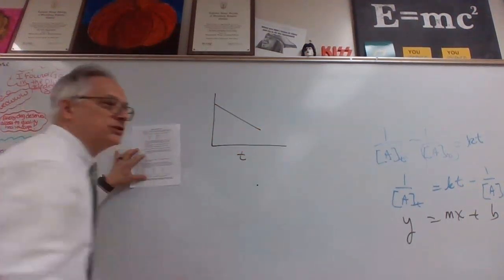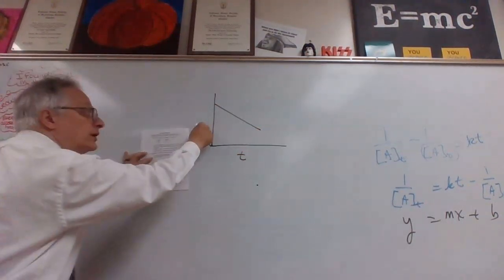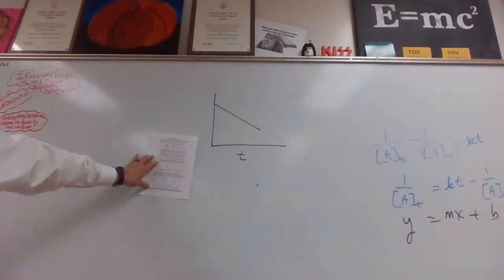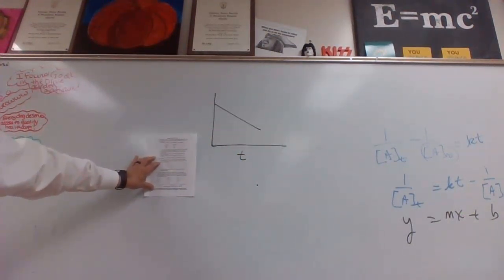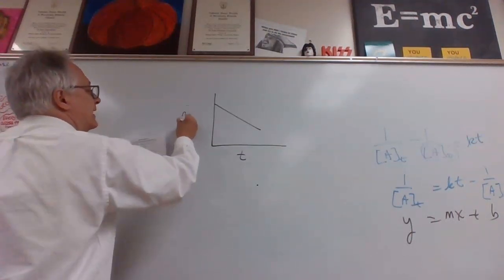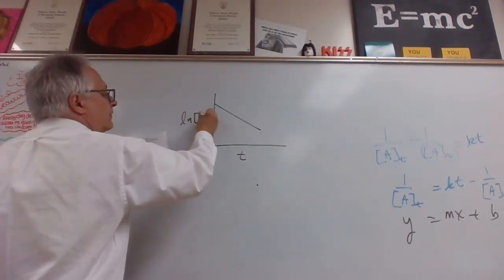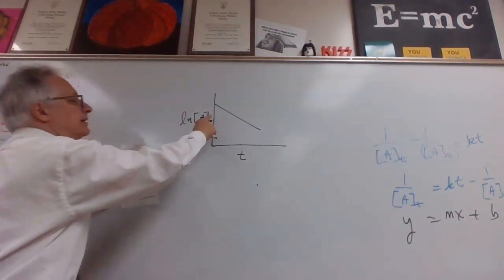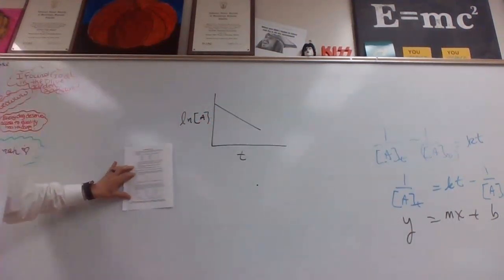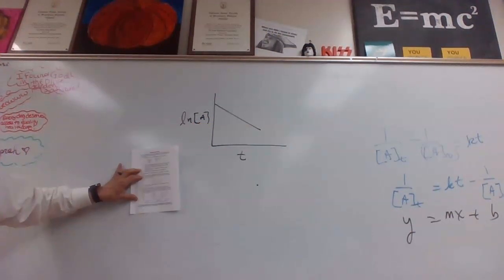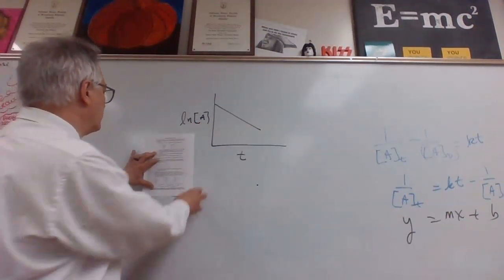This is time. So what do we know about first order? What do we put on that axis? ln, yeah, ln of whatever. Or no, not times 0. Ln of concentration. Natural log. Beautiful.